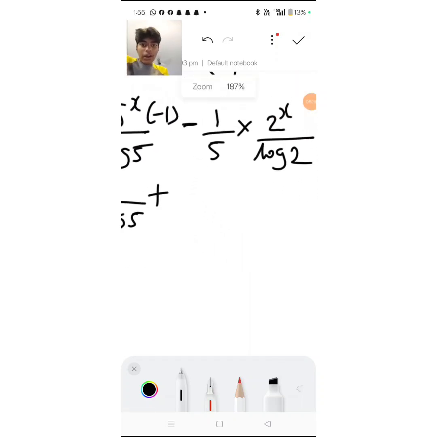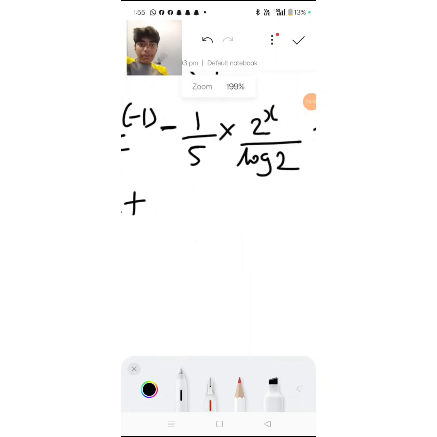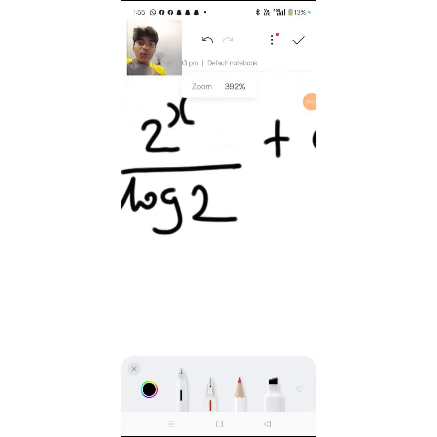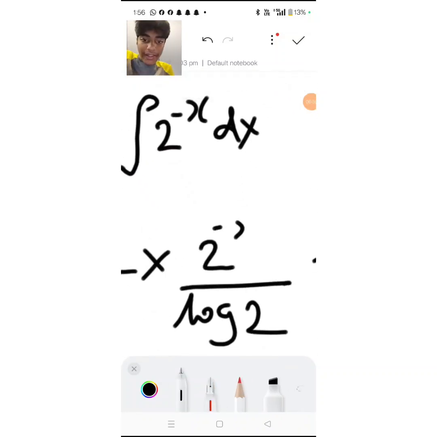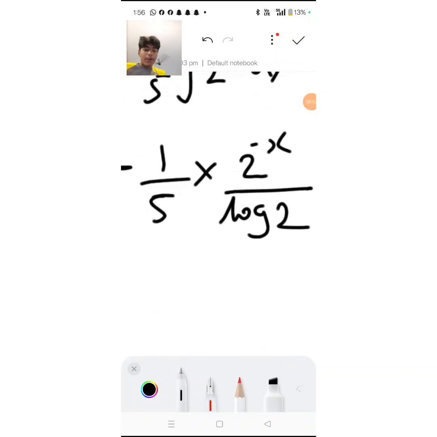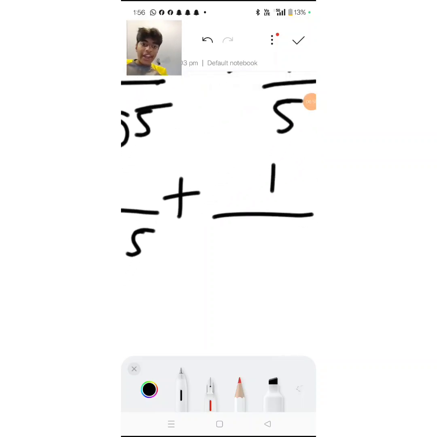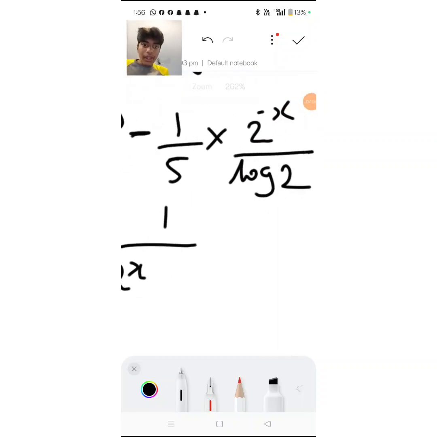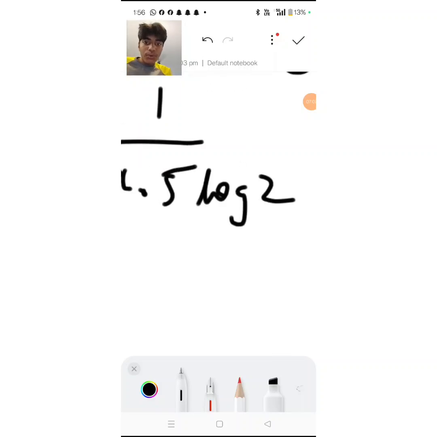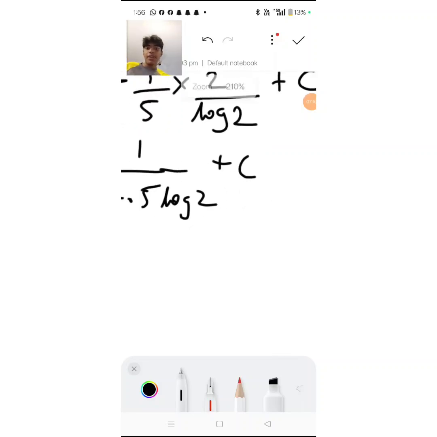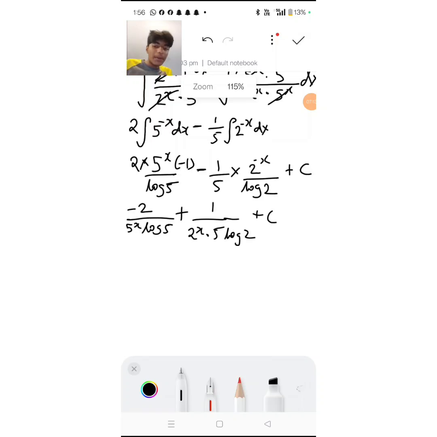Second part, what I can do is, I can bring the 2 to the x down because 2 to the x is 2 to the minus x anyways, right? Sorry, here it should have been 2 to the minus x. So if you get the 2 to the minus x below, it becomes 2 to the x. So we can just say 1 divided by 2 to the x and then into 5 log 2 plus c. And I think that's it. Yeah, this should ideally be our answer. Yeah, that's the correct answer.